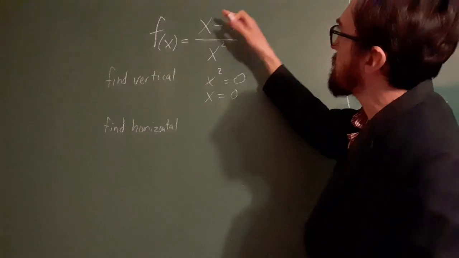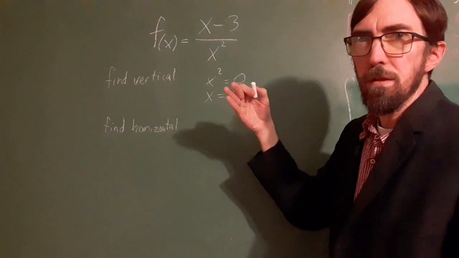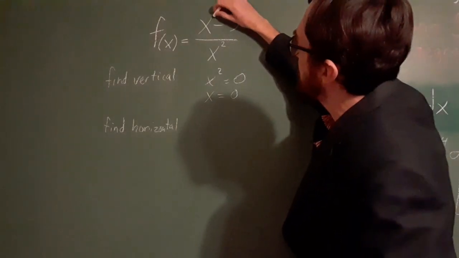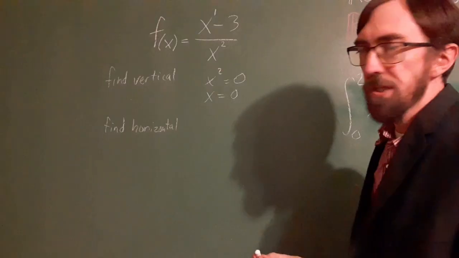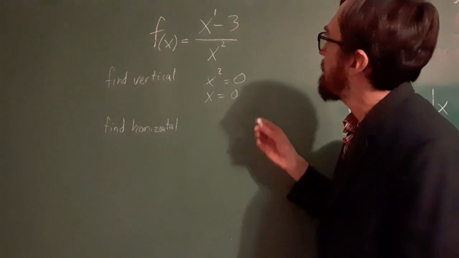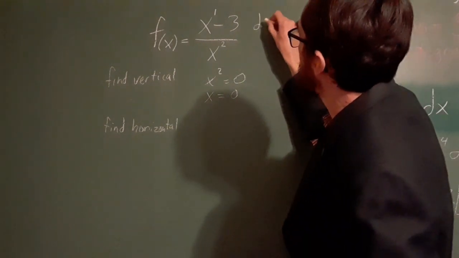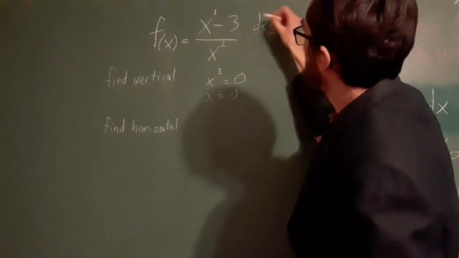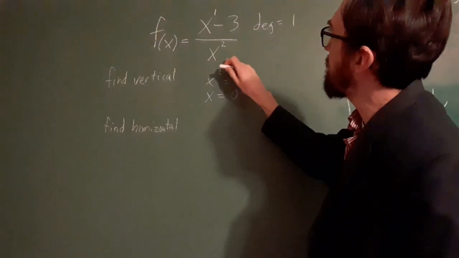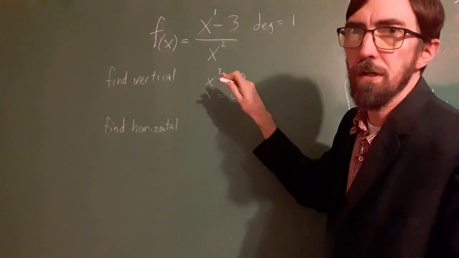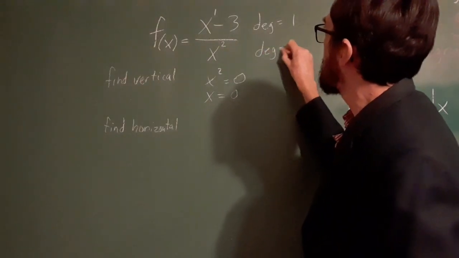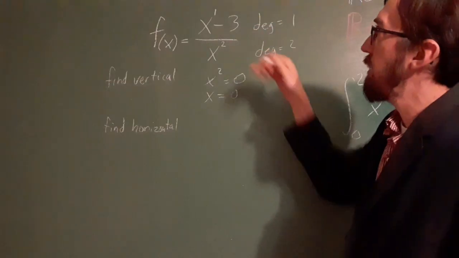So when we look at this first one, we are looking for the largest exponent on the single variable that we have. In this case, there is a secret 1 there that sometimes we miss. So the degree of this is going to be 1. When we look at the function in the denominator, we see that it's a quadratic, so this is degree 2. So we have smaller over larger.